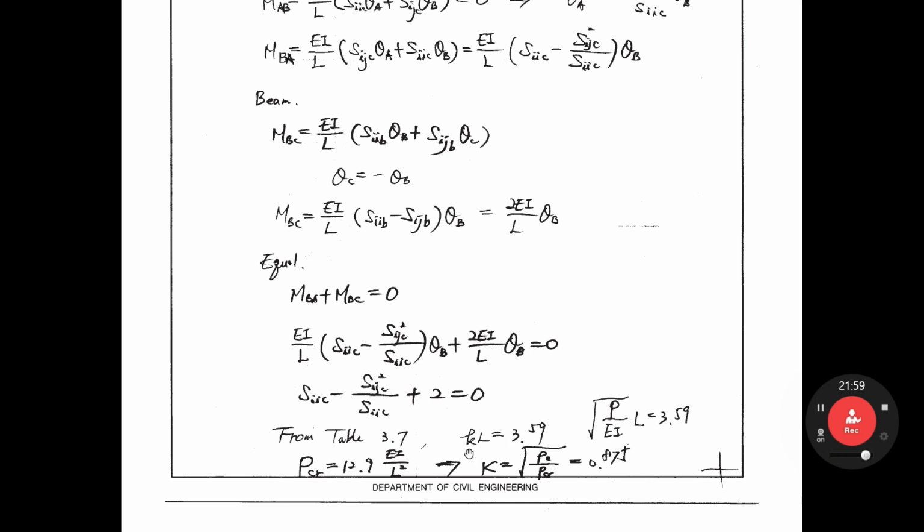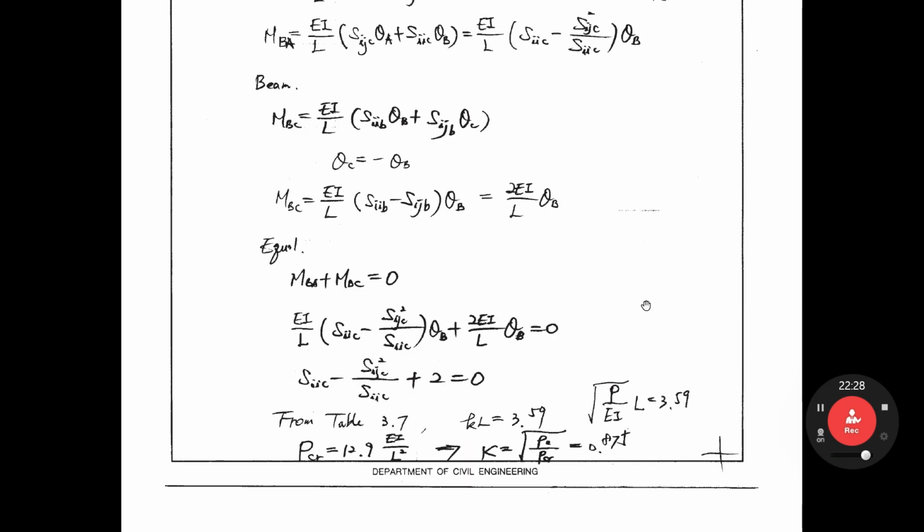Then small k equals square root of P over EI. Okay, this is small k. This is different: small k and large K. Small k equals square root of P over EI. That is small k. Large K is the effective length factor. Then this one equals 3.59. From this one, if you take the square, you can get PCR equals 12.9 EI over L squared. If you know this PCR, you can get the K factor, the effective length factor, from this equation, P over PCR, 875. Okay, it is the same as we have seen, right?